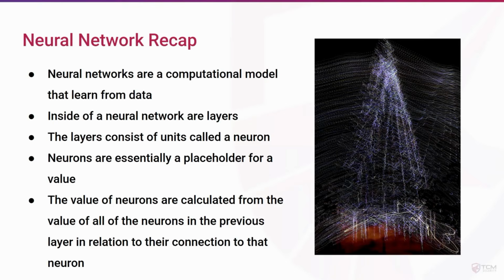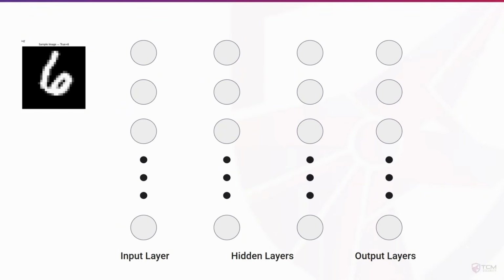Neural networks are a computational model that learn from data. Inside of the neural networks are layers, and these layers consist of units called neurons. These neurons are essentially a placeholder for a value, and this value inside of the neurons is calculated from the value of all of the neurons in the previous layer in relation to their connection to that neuron. To fully explain what I mean by that, we're going to do a quick demo here and draw out what would happen in our example neural network as we pass an image like this 6 into it.